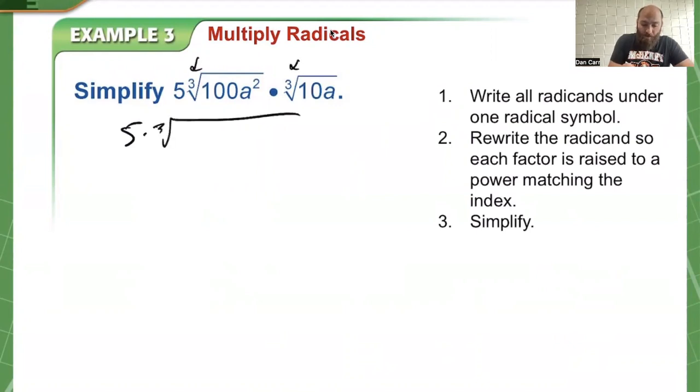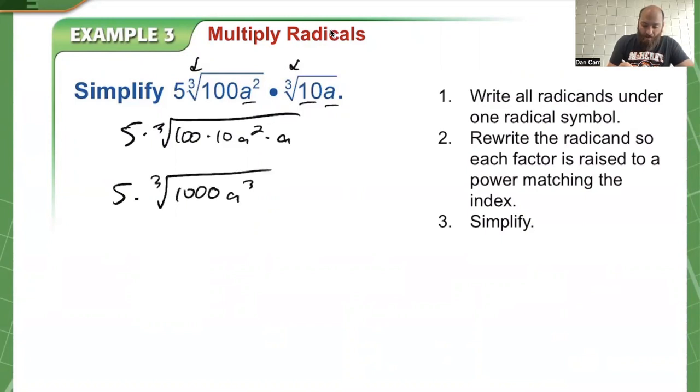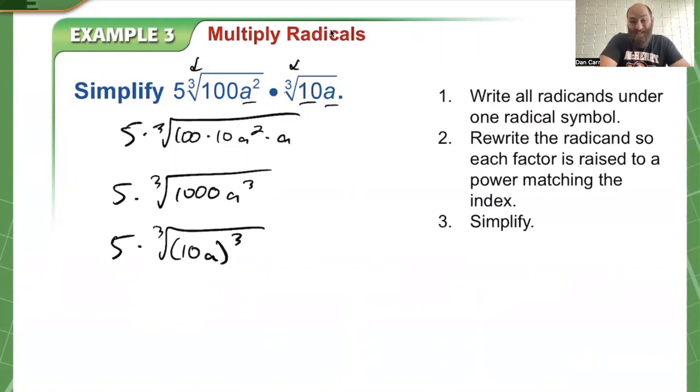So 5 times the cube root, this will be 100 times 10, a squared times a. Everything goes together under the one, and I can rearrange a little bit since it's all multiplication anyway. So 5 times the cube root of 1,000a to the third power. 1,000 is a perfect cube because it's 10 to the third power. So 10 times 10 times 10 gives me 1,000. So I can rewrite this as 10a raised to the third power, that's my step 2 here.